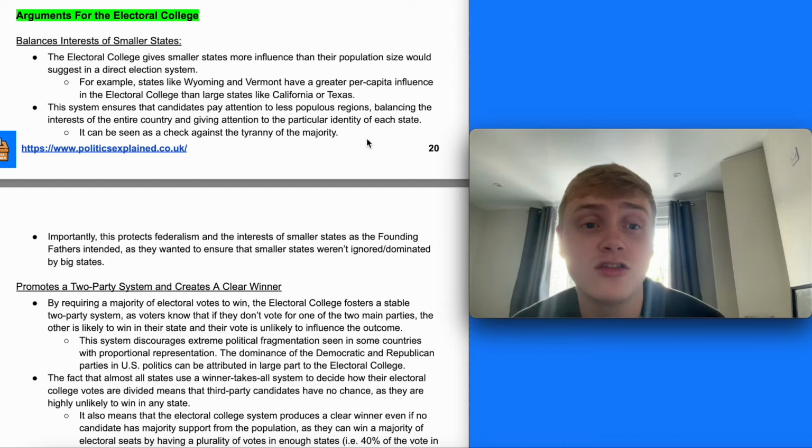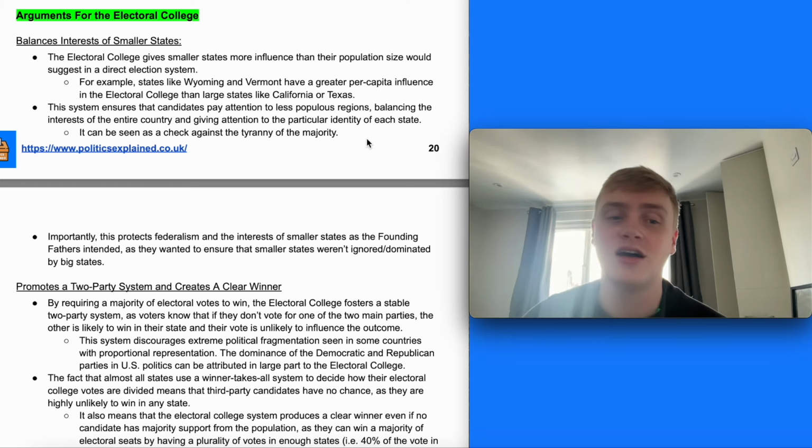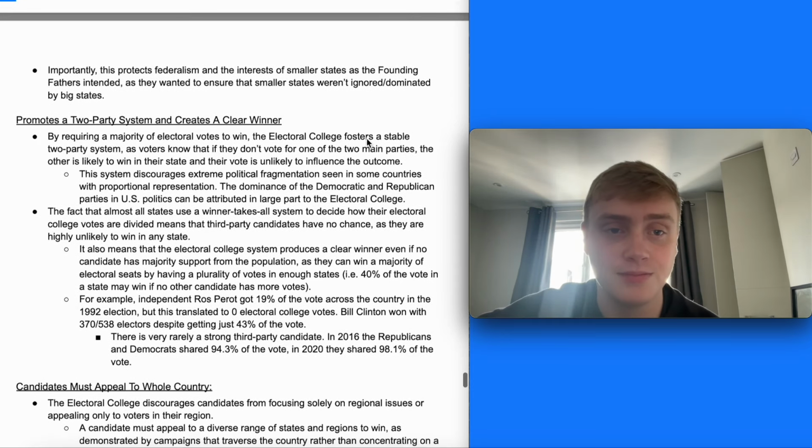And this can be seen as a positive thing because it shows candidates pay attention to less populous regions, balancing the interests of the entire country and giving attention to the particular identity of each state. It can be seen as a check against the tyranny of the majority and protecting federalism and the interests of smaller states in the United States as the Founding Fathers intended.